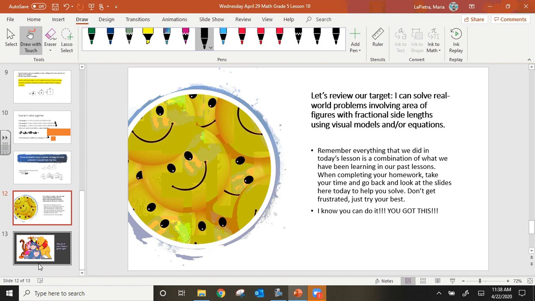Remember, everything that we did in today's lesson is a combination of what we've been learning in our past lessons. So when completing your homework, just take your time, go back and look at the slides here today to help you solve. Don't get frustrated, just try your best. I know you can do this.